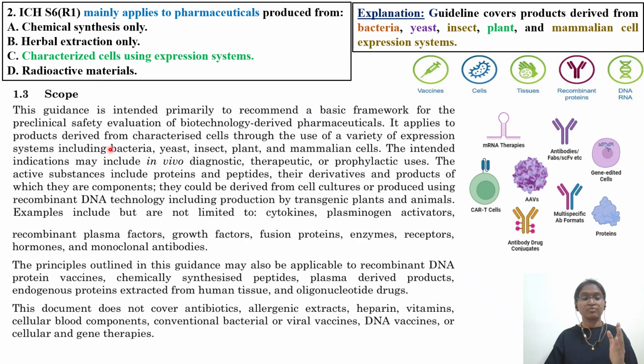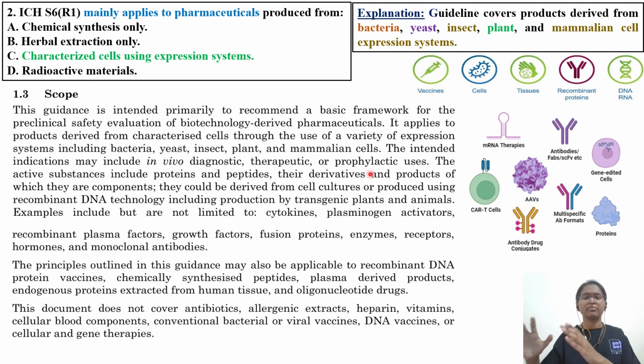As I told you, whenever it comes to safety guidelines, you have to read the objective as well as the scope. If you look into the scope, it applies to products which are derived from characterized cells through the use of a variety of expression systems. You should remember this from the guideline, and you will be able to answer in the exam. This includes bacteria, yeast, insect, plant, and mammalian cells. So these are the various cells you have to characterize, and from that you extract the expression. The intended indications may include in vivo diagnostic, therapeutic, or prophylactic use.